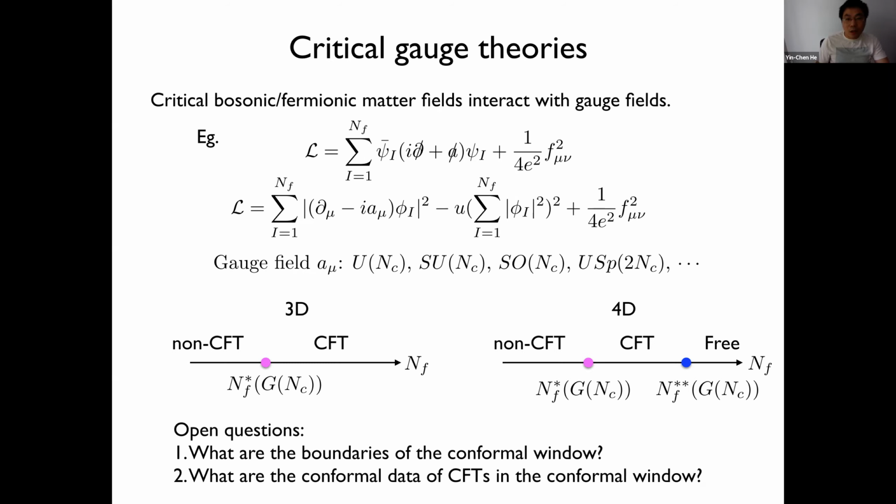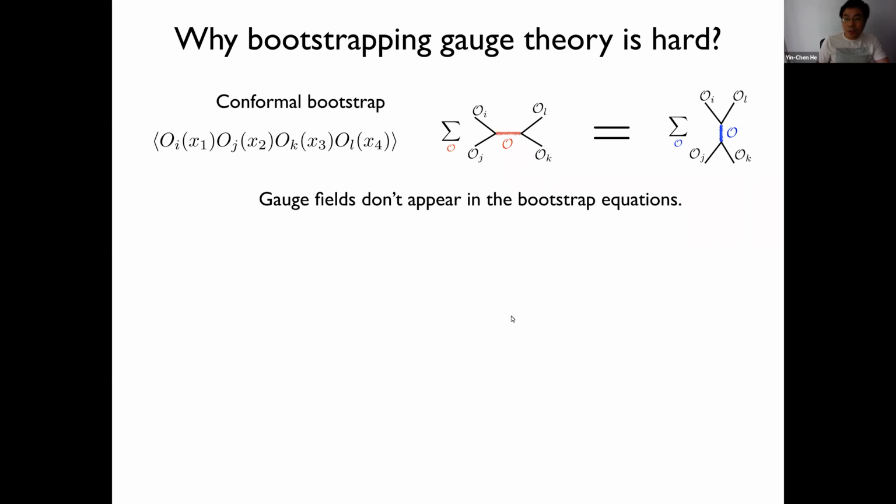And the common wisdom about bootstrapping critical gauge theories is that people think maybe bootstrapping gauge theory is hard. And the difficulty is somehow built into the philosophy of the bootstrap. We know that the bootstrap uses the self-consistency of the correlation functions of certain operators. And in gauge theory, the operators one would consider are usually gauge invariant. So if you write down the bootstrap equation, the gauge field does not appear in the bootstrap equation at all. So then the natural question is, how do you know we are actually bootstrapping a gauge theory? And what gauge group are you really bootstrapping?